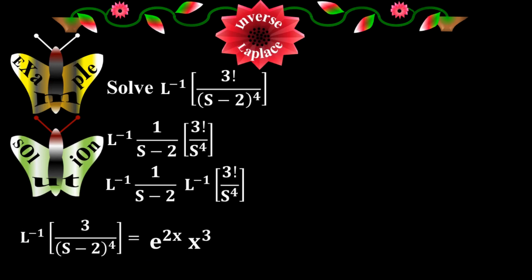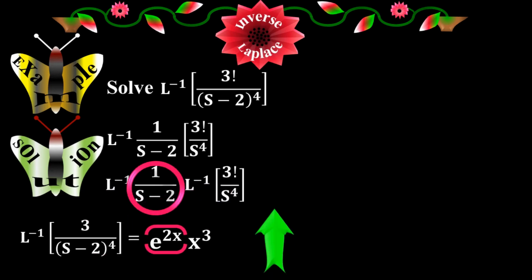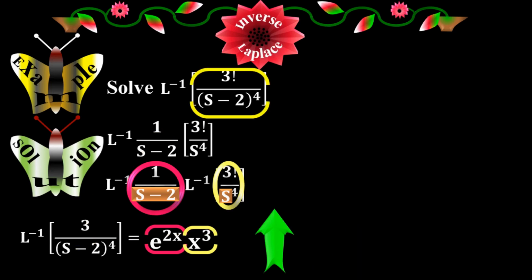But if you want to prove that e to the 2x times x to the 3 is correct, let's take their Laplace. So I will go back to the top. Laplace of e to the 2x equals 1 over s minus 2. And Laplace of x to the 3 equals 3 factorial over s to the 4. Now if I take s minus 2 and put it here for s, just replace s by s minus 2 here to get this value 3 factorial over s minus 2 to the 4. I just put s minus 2 for the s to get back 3 factorial over s minus 2 to the 4. So you see here that inverse Laplace is totally opposite to the Laplace process.